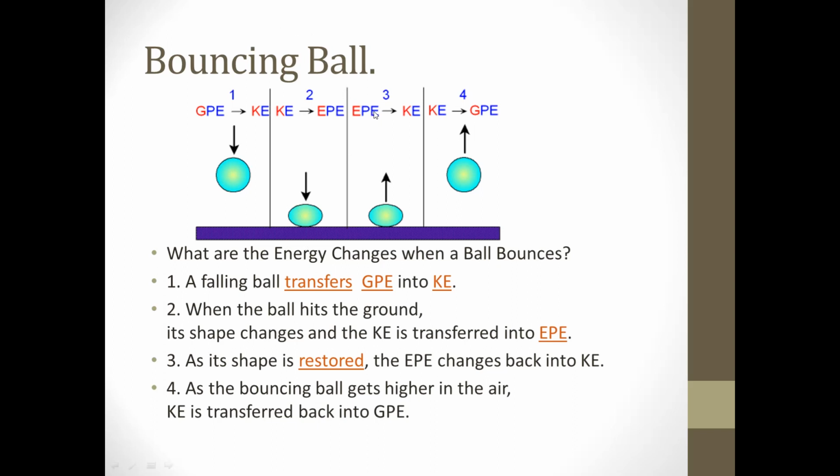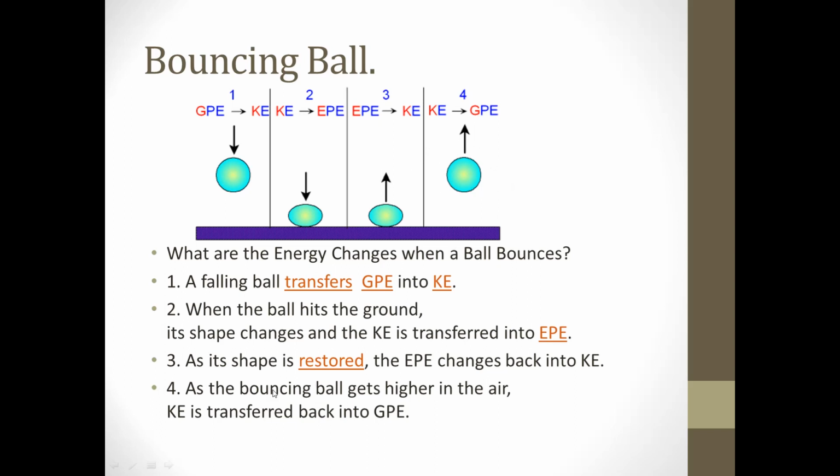Now, step three, as its shape is restored, the elastic potential energy changes back into kinetic energy. So the ball will come back in the opposite way. So the elastic potential energy will change back into kinetic energy. Why? Because it hit the ground and it will come back up.